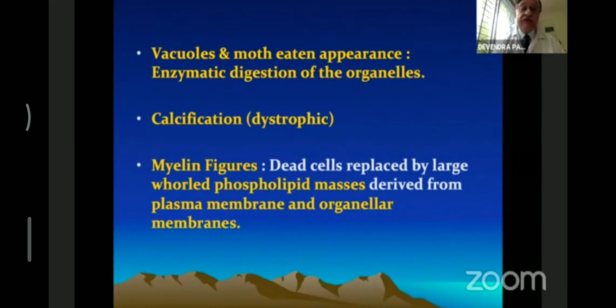Then myelin figures are there. What are myelin figures? They are whorled phospholipid masses. Where does the phospholipid come from? From the plasma membrane and the organelle membranes, which have ruptured open. We know that the plasma membrane is a bilayered phospholipid membrane.